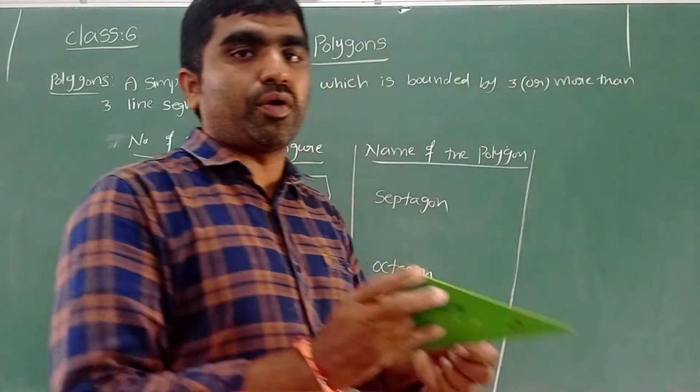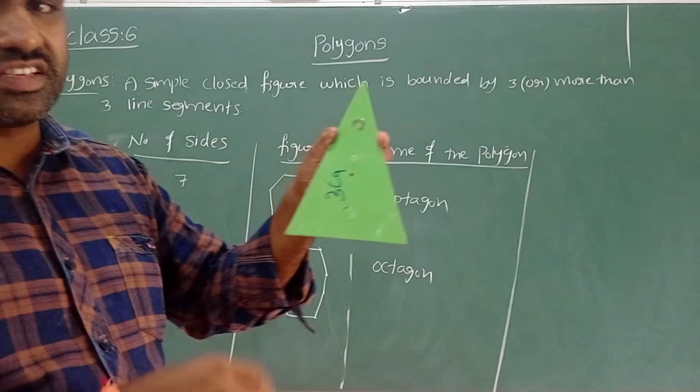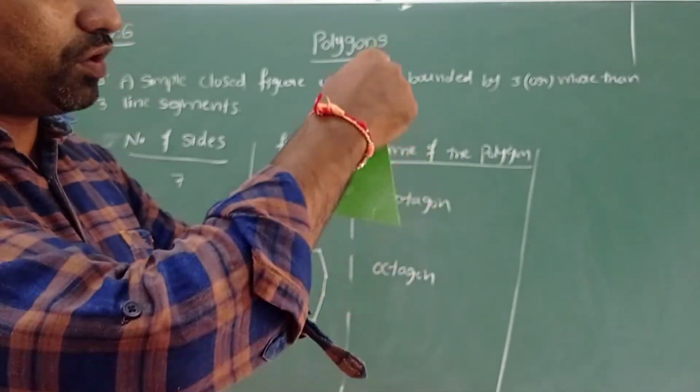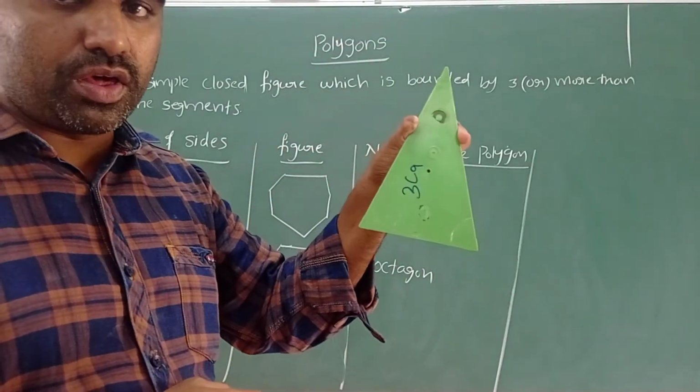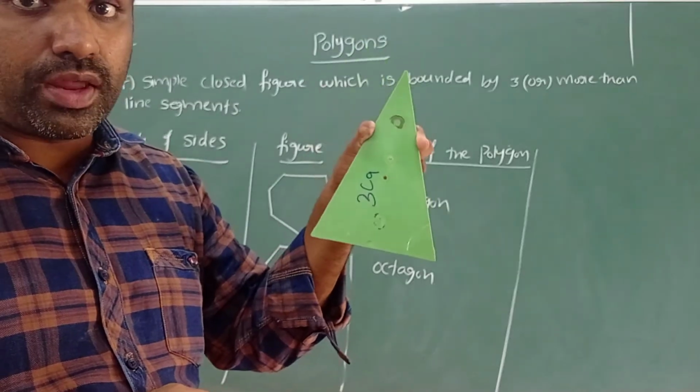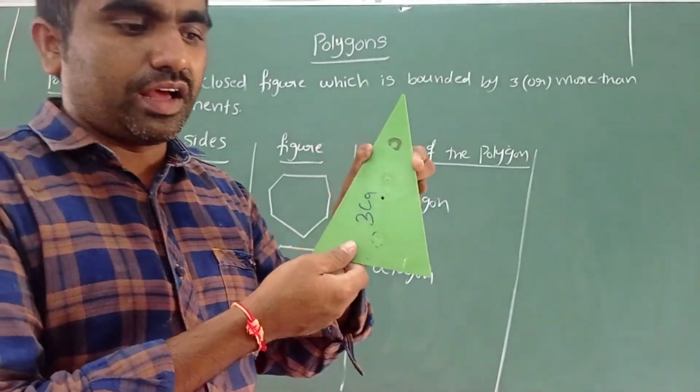Now here you can see one polygon. Can you see how many sides it has? Yes, it has 3 sides. So 1, 2, 3, a 3 sided polygon. What do we call this 3 sided polygon? It is called a triangle.